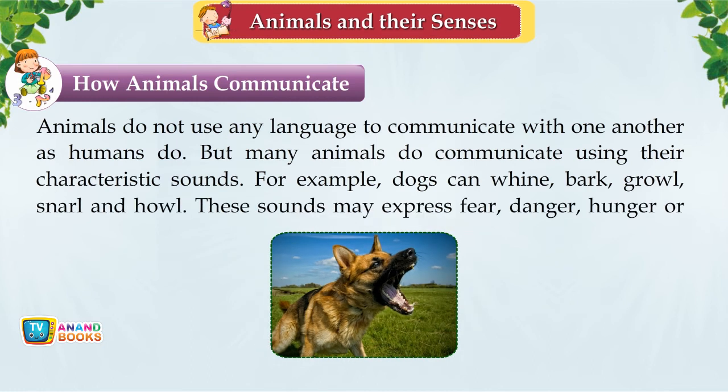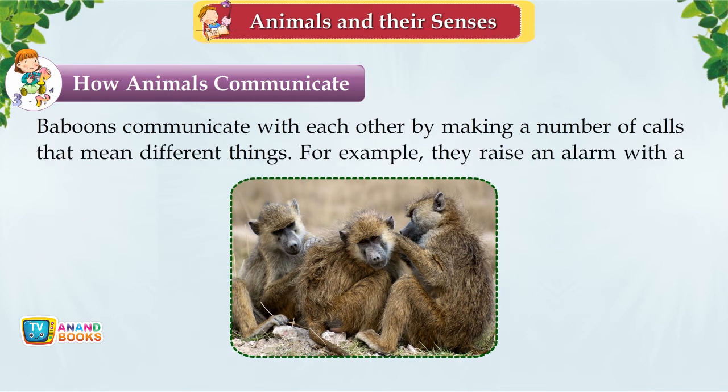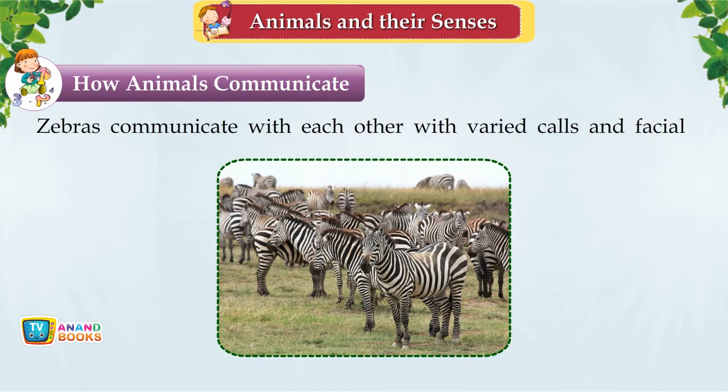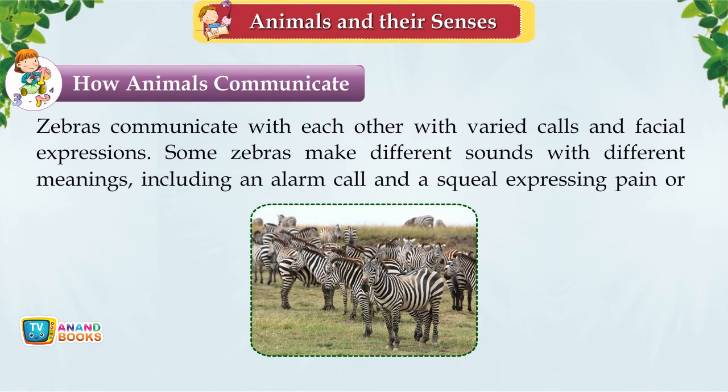These sounds may express fear, danger, hunger, or any other feeling. Baboons communicate with each other by making a number of calls that mean different things. For example, they raise an alarm with a dog-like bark. Zebras communicate with each other with varied calls and facial expressions. Some zebras make different sounds with different meanings, including an alarm call and a squeal expressing pain or fear.